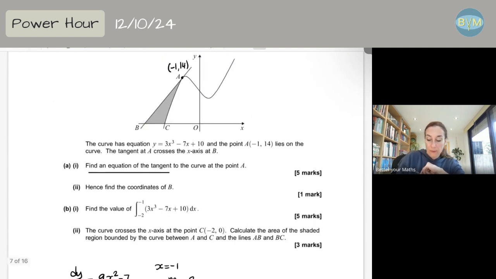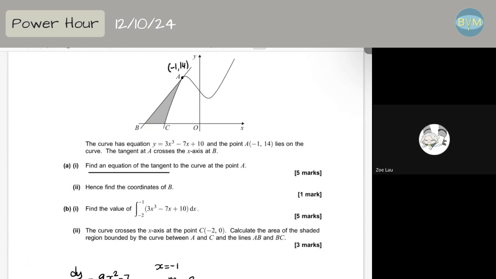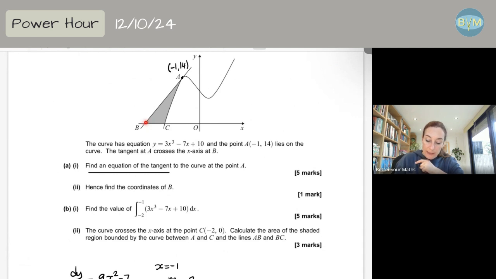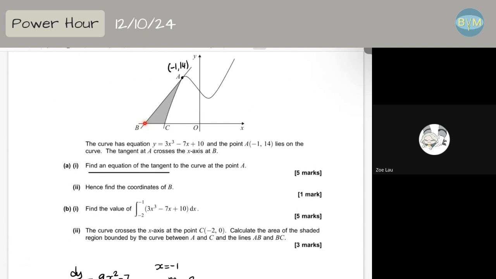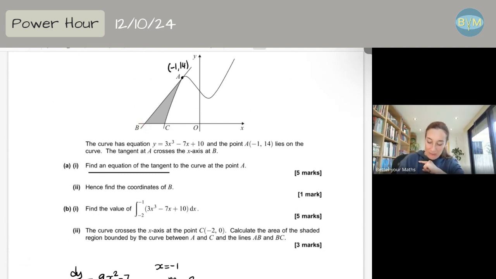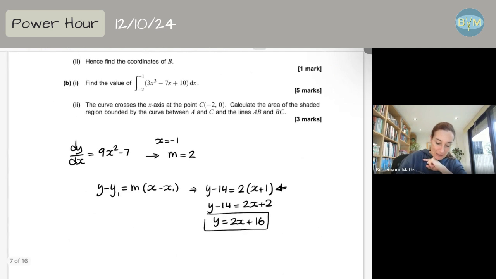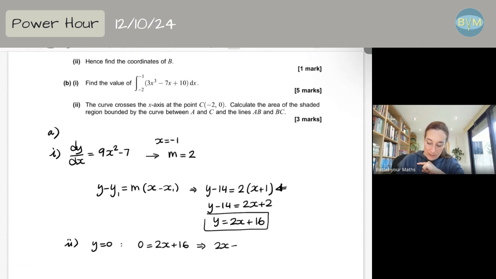This point. I know the equation of this line. Zoe, would you tell me what I'm going to do to find the coordinates of B? What is going to be 0 here, x or y? Y. Exactly. So I'm going to make y 0 in my line. So for the second part, to find the coordinates of B, I'm going to do y = 0. y = 0 means 0 is 2x plus 16, which means 2x is minus 16, which means x is minus 8.